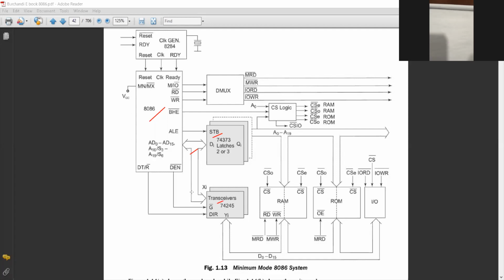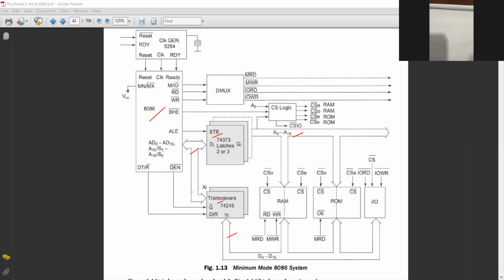So first, these AD0 to AD15 divide into two parts. One is the address bus, which is unidirectional in nature, and another is the data bus, which is bidirectional in nature. Just see, this is the bidirectional bus, and this is the unidirectional bus. This is the address bus.